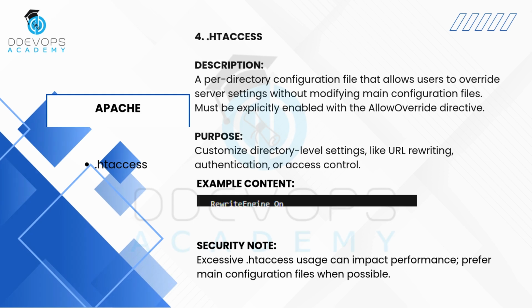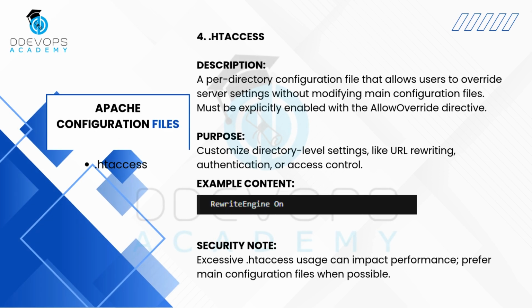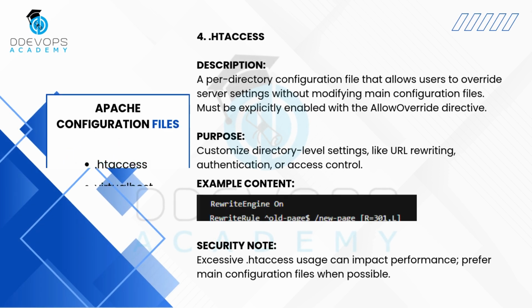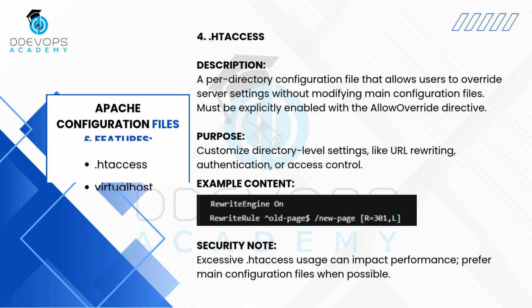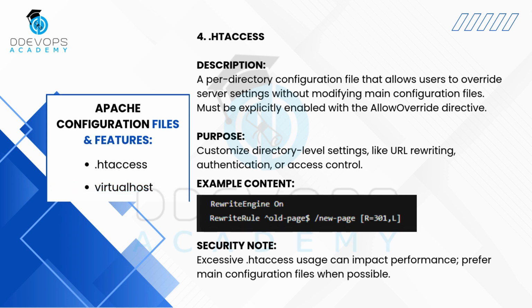.htaccess. Description: a directory-level configuration file that allows users to override server settings without modifying main configuration files. Must be explicitly enabled with the AllowOverride directive. Purpose: customize directory-level settings, like URL rewriting, authentication, or access control. Example content: check the example content for more understanding. Security note: excessive .htaccess usage can impact performance. Prefer main configuration files when possible.